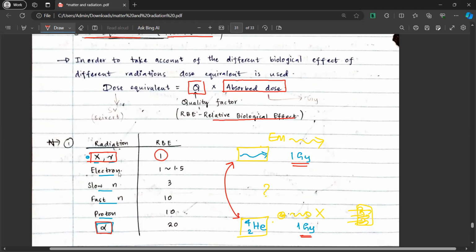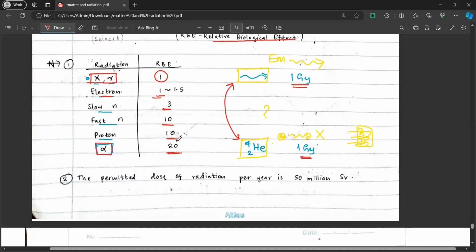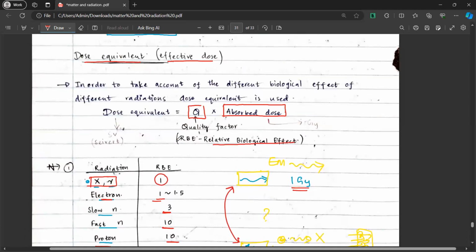So X-rays, we consider as 1, and then electrons, its effect is higher. Then slow-moving neutron has higher effect. Then fast-moving neutron and proton, and finally alpha. So the idea of dose equivalent, is it clear?